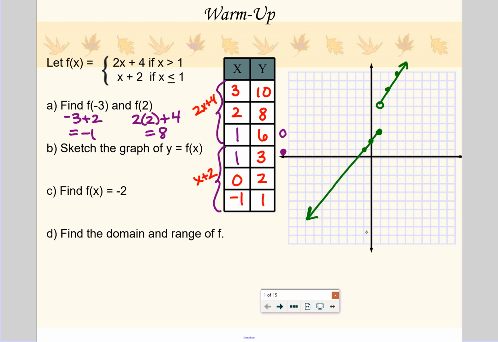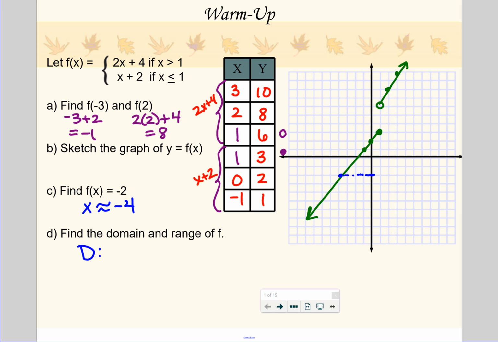So if y is -2, I'm going to go to -2 on my y-axis. And then the graph in this case is to the left. So I'm going to go to the left about, I think it's about -4, let's say. Okay, so within a unit of that, depends how straight you do your line, is the answer. So that's the x value that would give you -2. Find the domain and range. Again, that's just from the picture. Domain is left and right. How far does this graph go left and right?